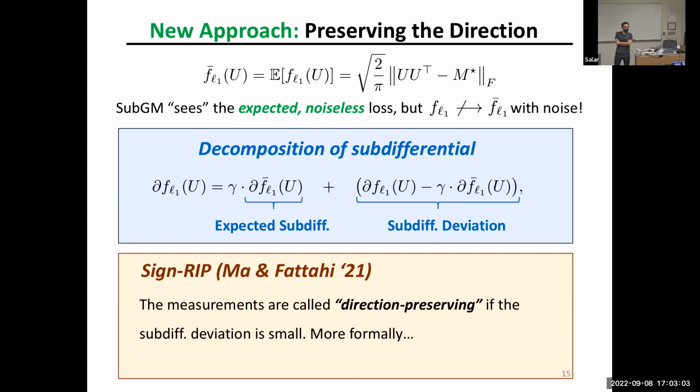Well, the notion of sign RIP is only for L1, right? And that comes from the subdifferential of L1. If you consider a different norm, maybe, but then we need to have a different kind of direction preserving property to impose based on that loss. So yeah, the results don't directly translate.